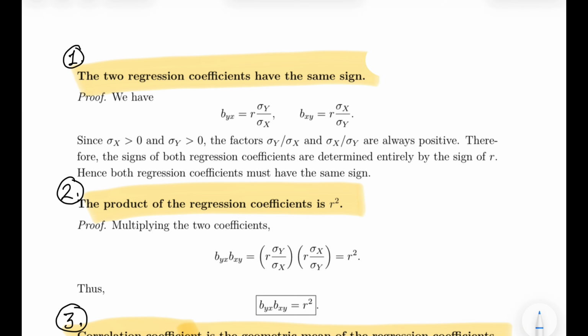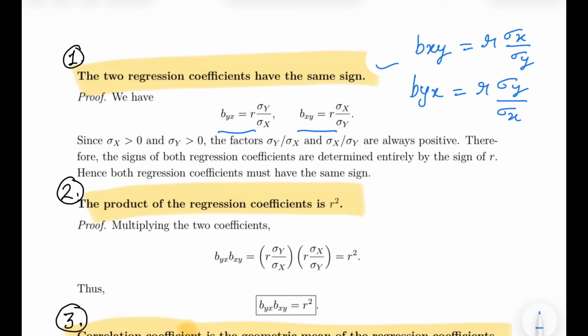Now let's see the properties and their proofs. The first property is that the two regression coefficients have the same sign. What does it mean? The two regression coefficients bxy and byx both have the same sign. If you look closely, bxy is r sigma x over sigma y and byx is r sigma y over sigma x, as you can see over here.